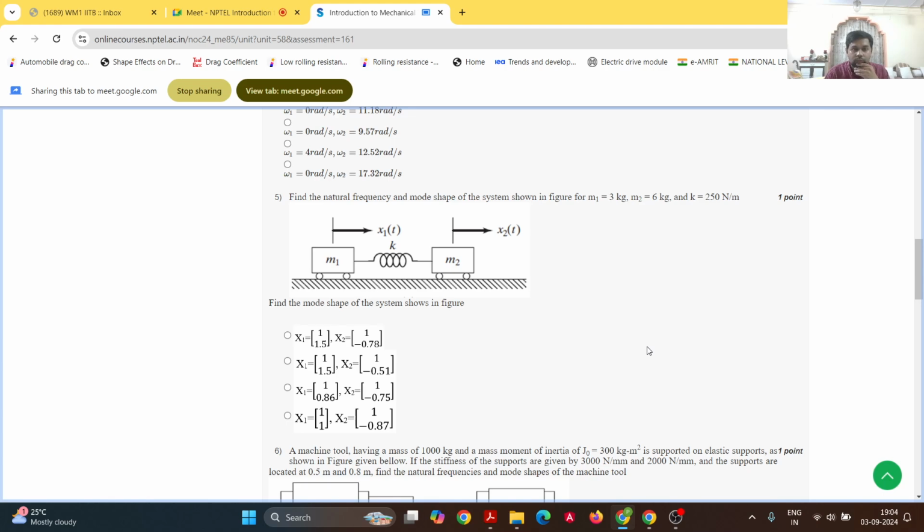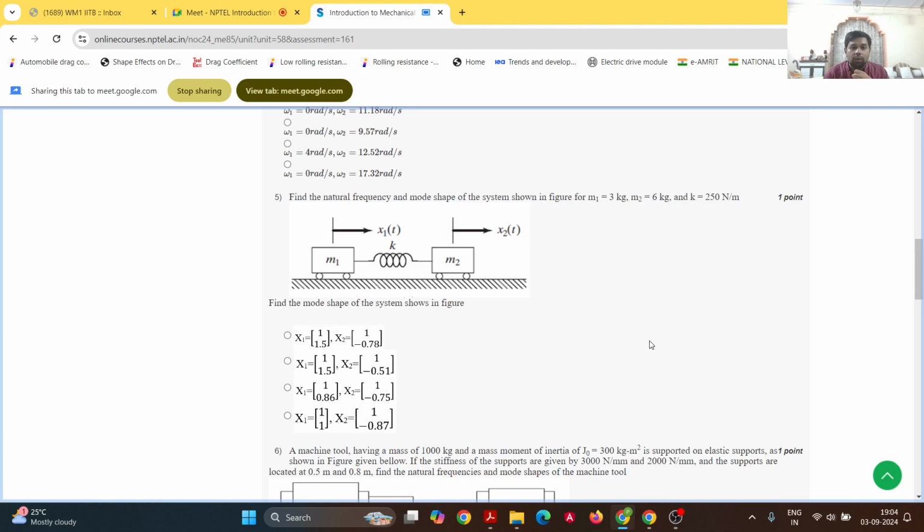Sir, question number 5 and 7, in which we have to calculate first the mode shape and then the natural frequency. I couldn't understand what is meant by this matrix form, 1, 1.5, x1, x2, because sir has not discussed this type of format in his video lecture.